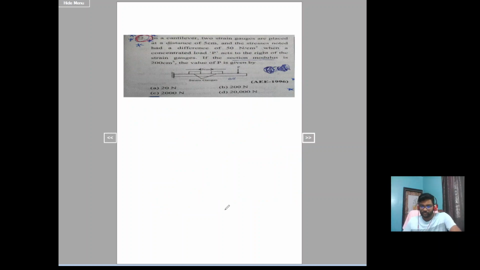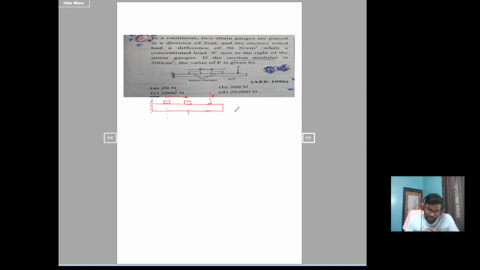He is asking, on a cantilever two strain gauges are placed. Some cantilever beam is mentioned. On this cantilever some P load is acting at some point. So here he has kept some strain gauges. Now he is asking, on a cantilever two strain gauges are placed at a distance of 5 centimeters.